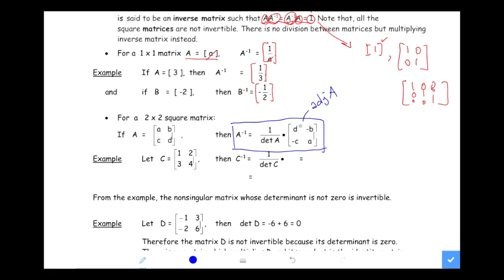Actually, you have to work with a cofactor. With the cofactor, and then when you have the matrix of cofactors, you just have to transpose it. But that would take a lot of time. The shortcut would be like this.